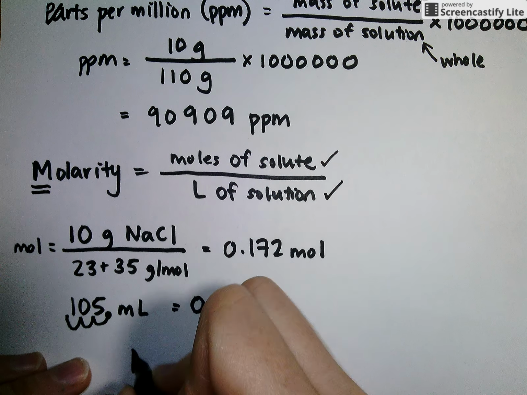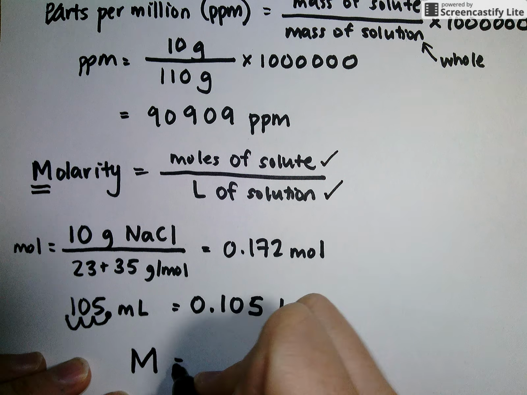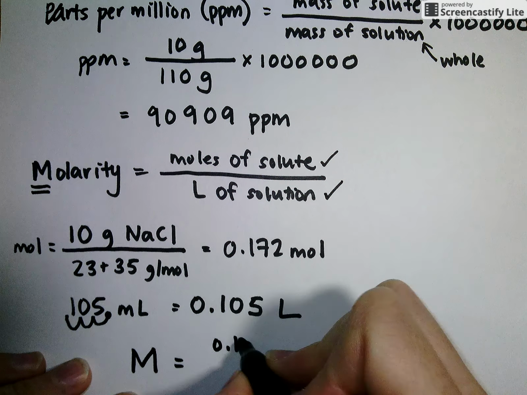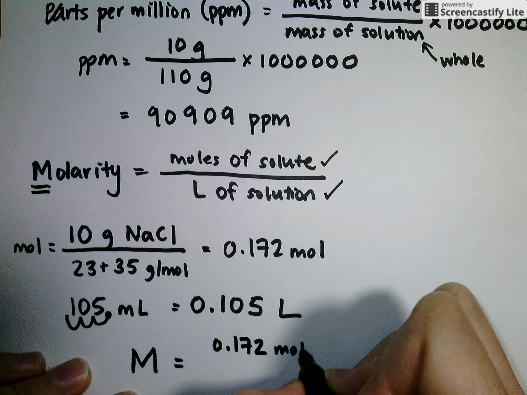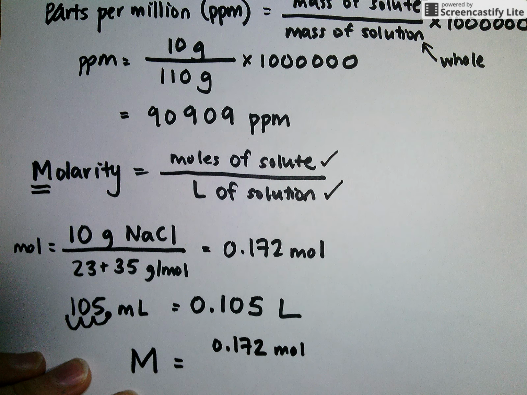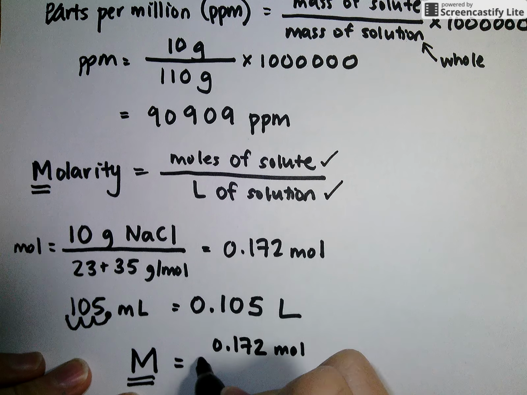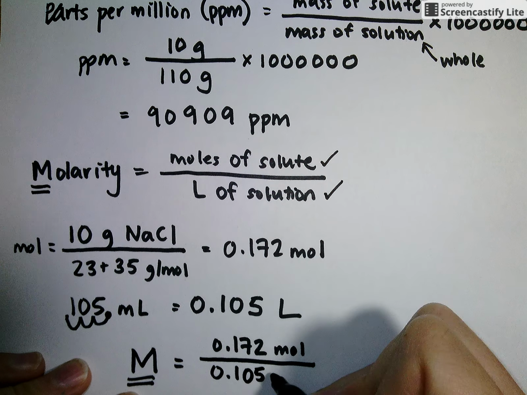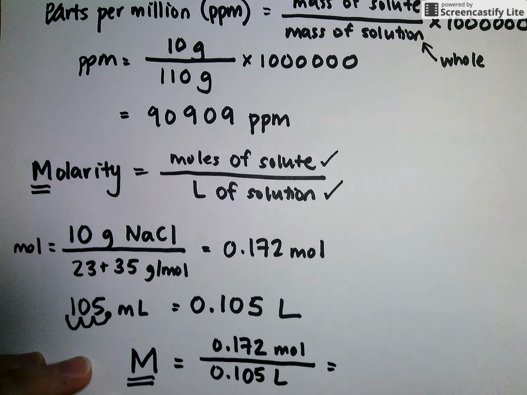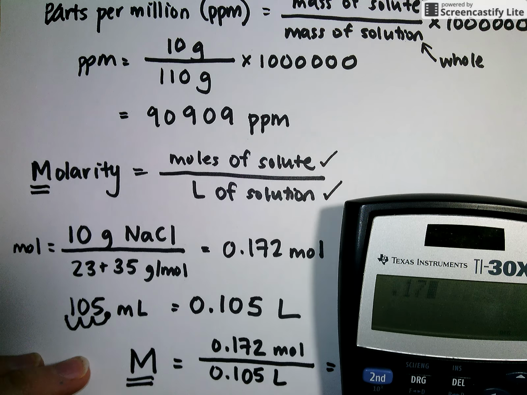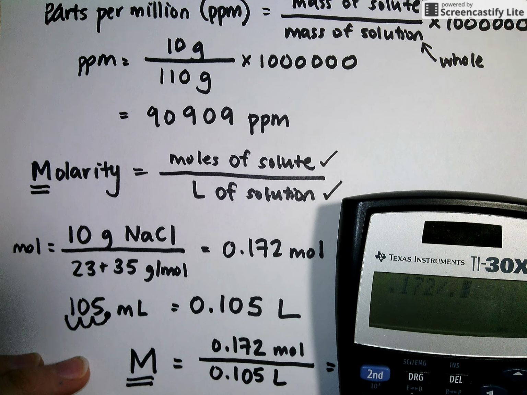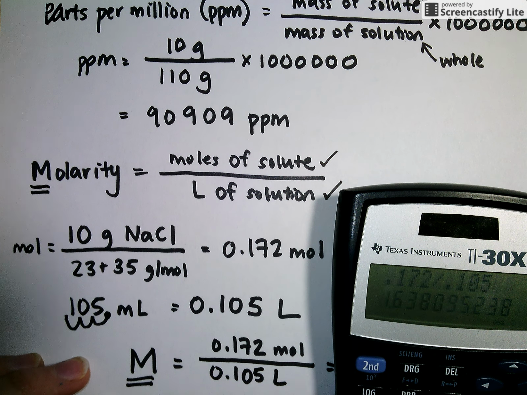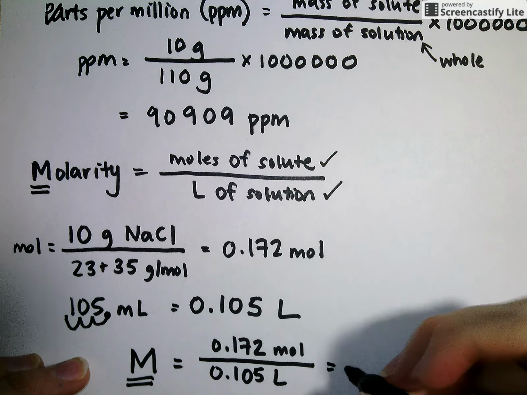We now have our two pieces of our molarity puzzle, so we can just plug and chug. Our final molarity, capital M, is going to be 0.172 moles. Moles will never be expressed with a capital M. Always, always remember, molarity is the capital M, not the moles. We'll divide that by our 0.105 liters, and again, let the calculator do the work. 0.172 divided by 0.105, 1.64 molar.